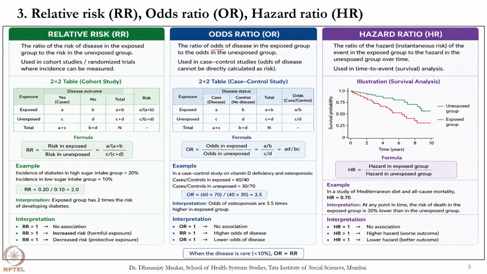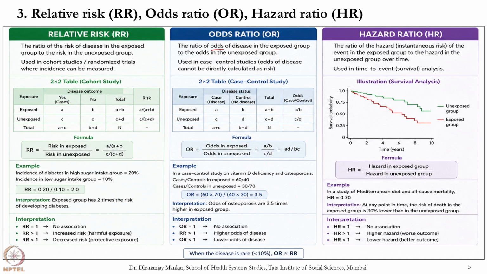So we can understand that the risk of death in the exposed group is 30% lower than in the unexposed group. Okay, so the interpretation is again the same. No association if the HR is 1. There is a higher hazard, that is a worse outcome, if it is above 1, and lower hazard if it is below 1.